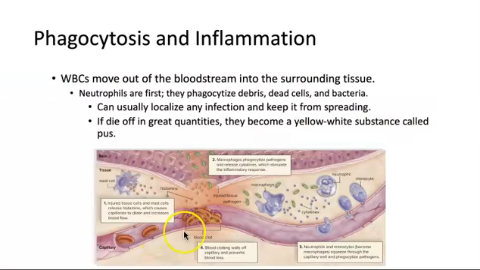So we kind of talked about this already, but let's talk about our white blood cells moving through the blood. Our capillary has increased permeability, so that's allowing these neutrophils to squeeze through and make their way into the tissue so they can phagocytize the debris, any dead cells, and bacteria that are found in the area. And they can usually localize any infection and keep it from spreading to other areas. They do die off very quickly and become a white or yellowish substance called pus.